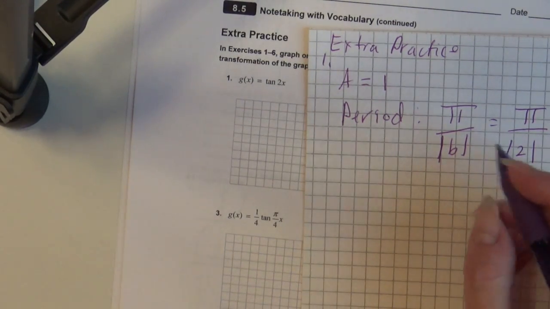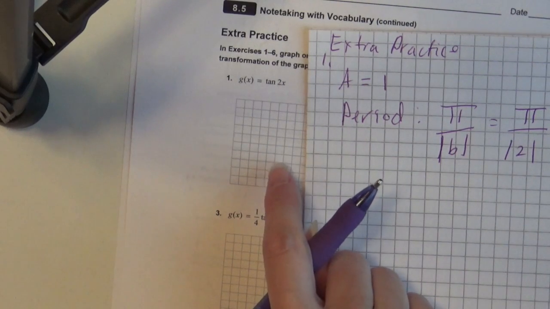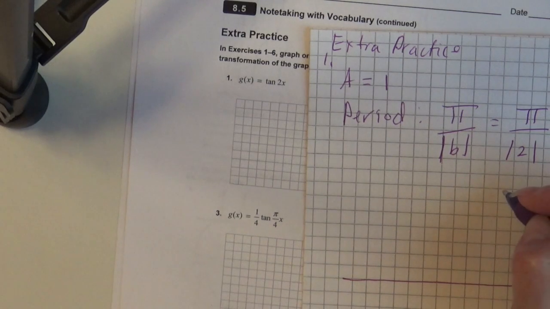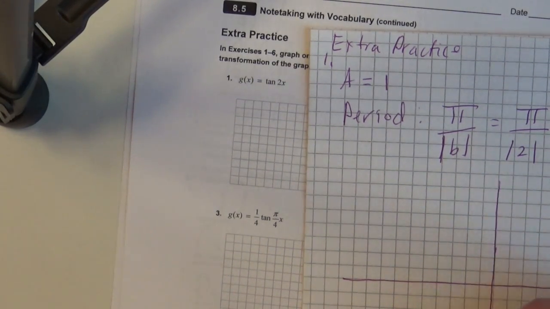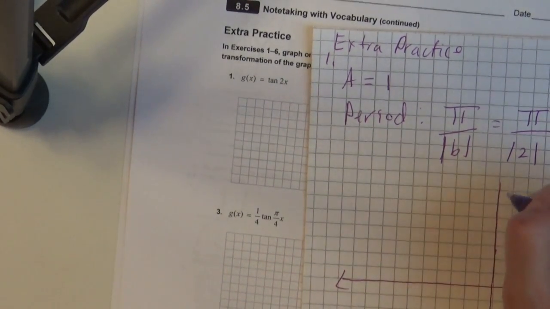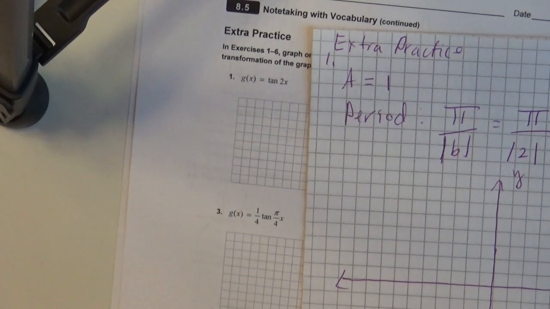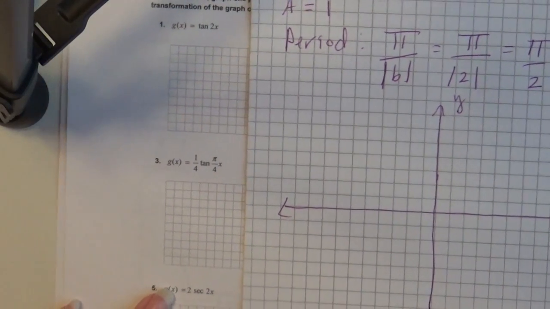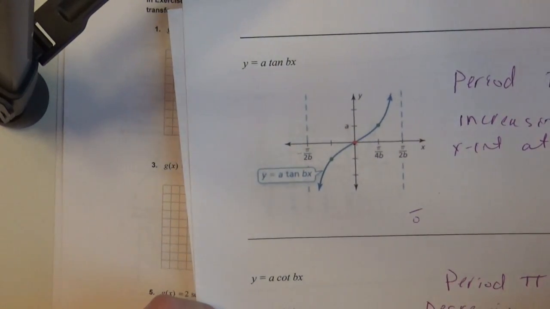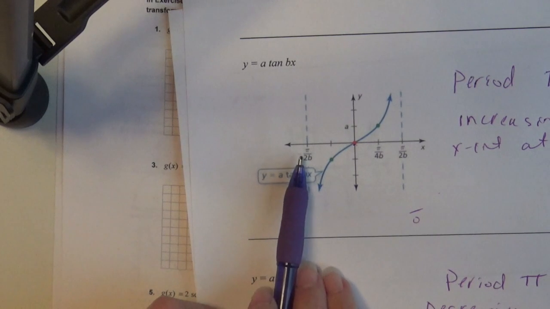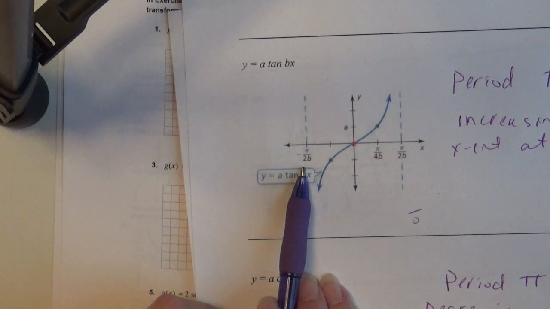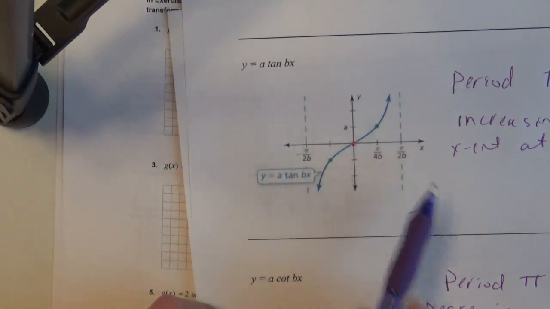I'm hesitant to use this graph, so I'm going to come over here and do my own. Alright, so I'm going to go back and compare my original. This is the original tan graph. This is my tangent function. This tells me that I have a vertical asymptote at negative pi over 2b, and I have another vertical asymptote at positive pi over 2b.